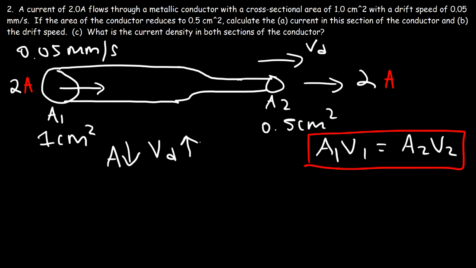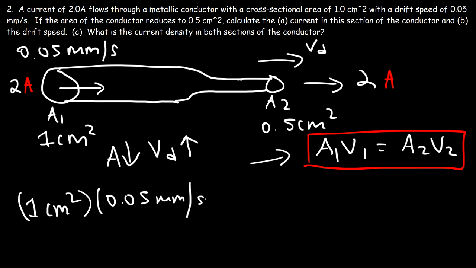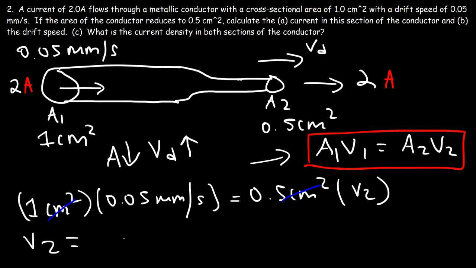So let's go ahead and calculate the new drift speed. So A1 is 1 square centimeter. We don't have to change it into meters for this equation, because as long as these two have the same units, it's going to be fine. V1 is 0.05 millimeters per second. A2 is 0.5 square centimeters, and so V2 is going to be in millimeters per second as well, because these units cancel. So it's going to be 1 times 0.05 divided by 0.5. And so the new drift speed is 0.1 millimeters per second.